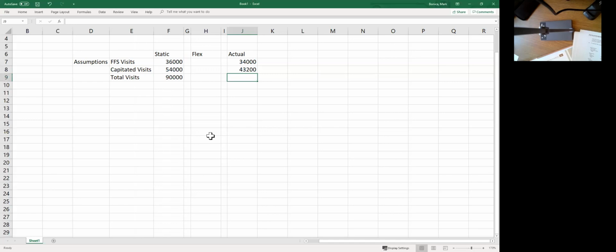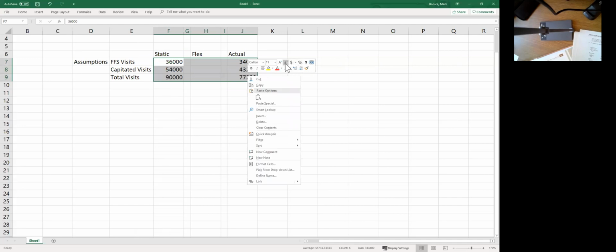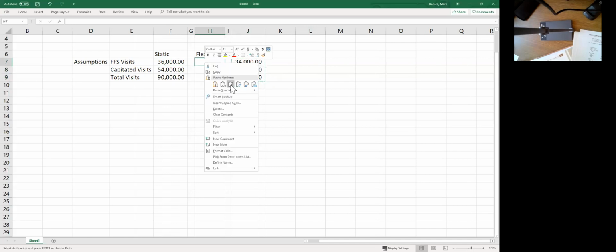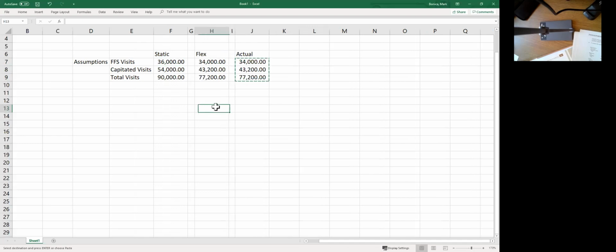And so our actual total visits was 77,200. Remember, flex is based on actual, so when we get into volume, flex and actual are the same. That's why I've done that there.